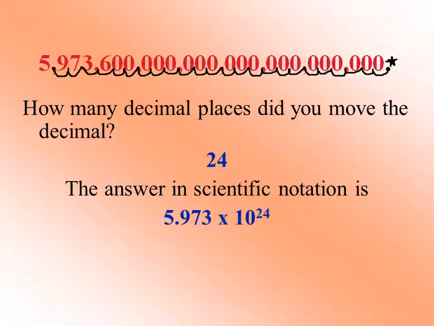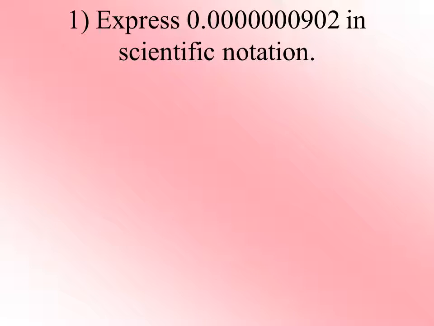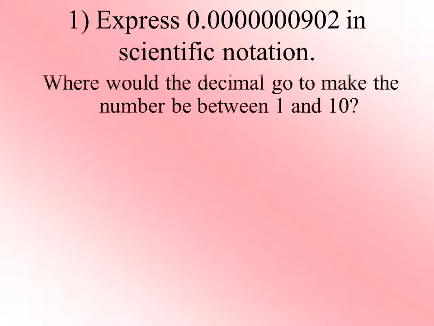If you are wondering why it's to the positive 24th power, it's because the original number was more than 1. And when the original number is more than 1, the exponent is positive. When the original number is less than 1, then your exponent would be negative. By an example, let's express this number in scientific notation.